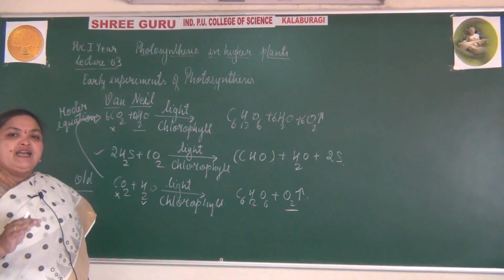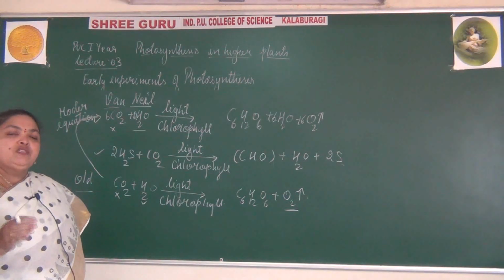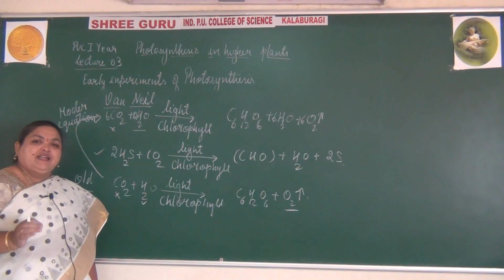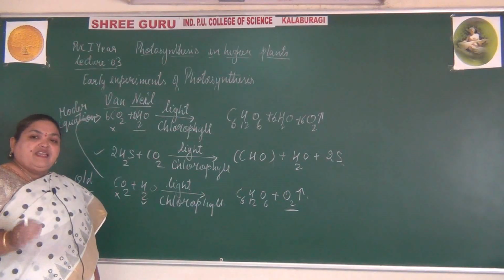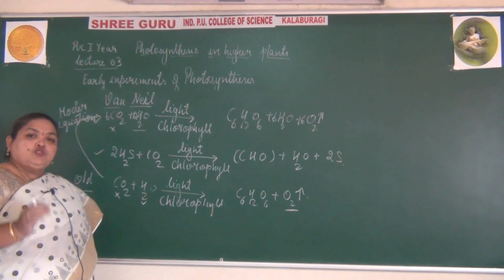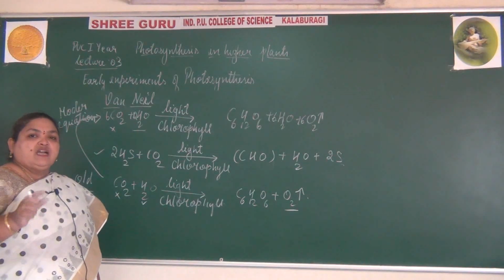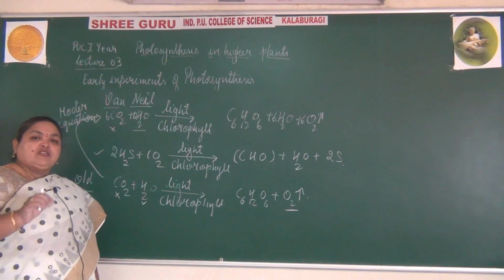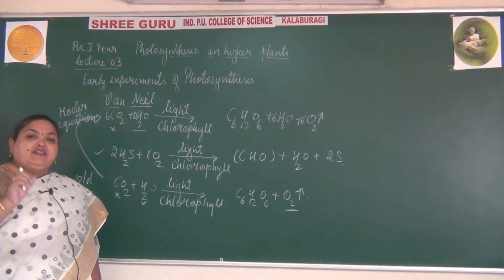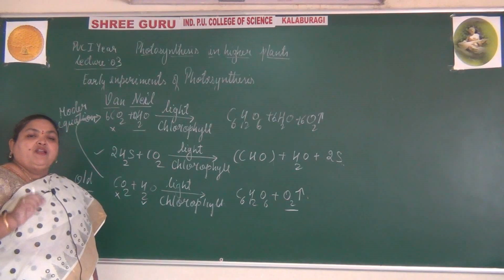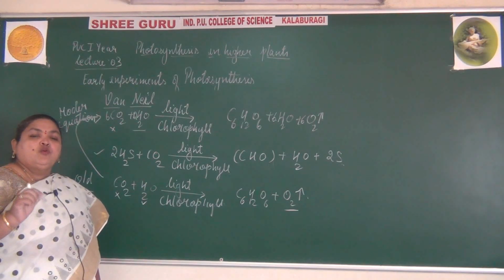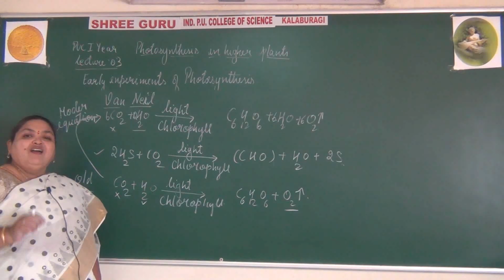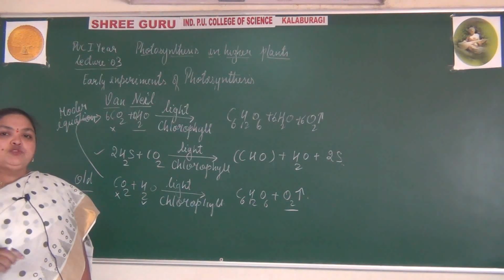And Julius von Sachs demonstrated the presence of starch. The food that is being prepared by the plants is starch, which is stored in the leaves. The glucose is converted into starch. Engelmann showed that in the spectrum of light, in the beam of light, the bacteria responded to more oxygen in the red light, and the rate of photosynthesis is higher in the red region when compared to other sources of light.